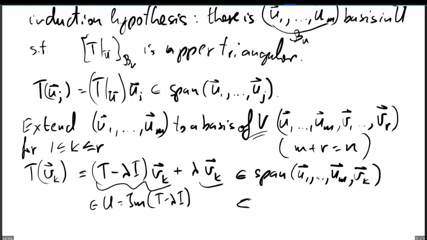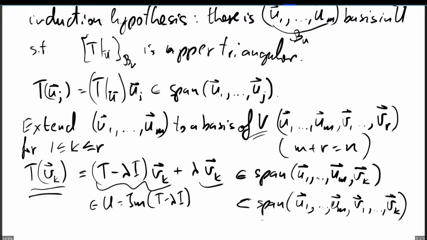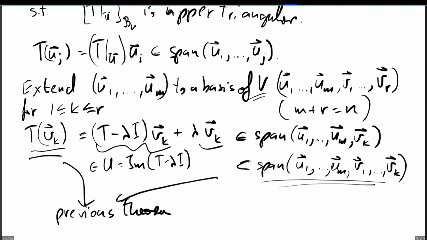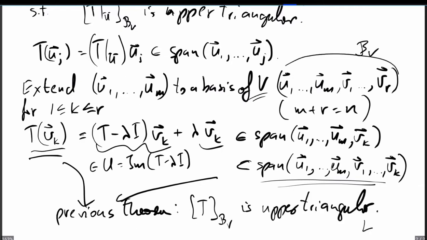And in fact, we can increase this a little bit if we don't just add vk to this span, but add all the vectors from v1 to vk. Comparing this, Tvk is in the span of the vectors up to vk, so according to the previous theorem, in this basis T is an upper triangular matrix. We denote this matrix with BV. And this completes the proof.